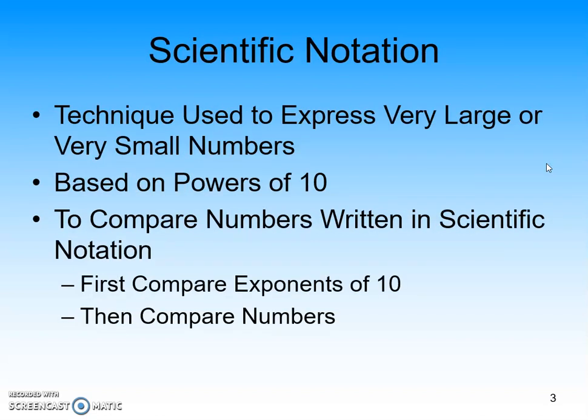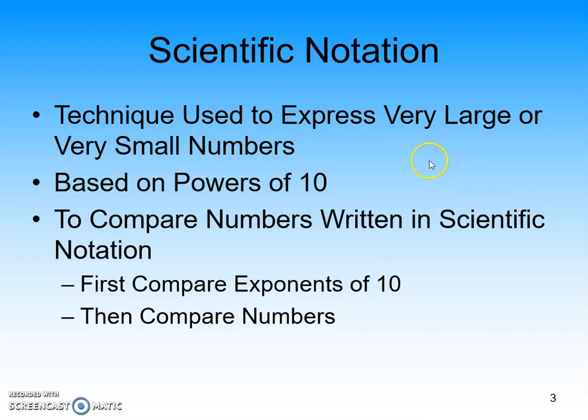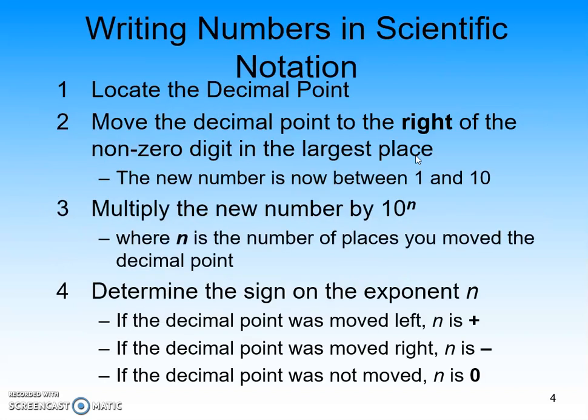Now, scientific notation. What is scientific notation? Scientific notation is the technique used to express very large or very small numbers based on powers of 10. To compare numbers written in scientific notation, first compare the exponents of 10 and then compare the numbers.